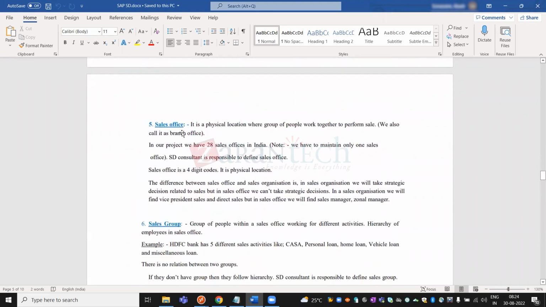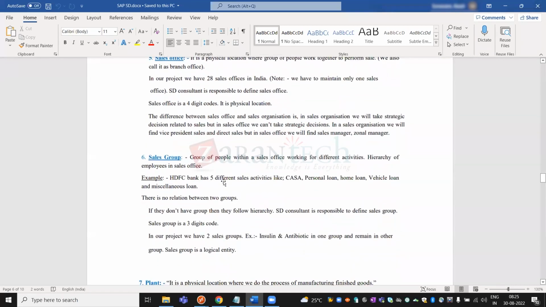Then what is the sales office? Suppose we have business in two states. According to our ease of business or our need, we have certain regional offices, on a district level or based on certain geographical conditions, we have certain small offices. That particular office is called the sales office. It is a physical location where a group of people perform sales. Means the actual business will be happening basically in the sales office. And it is basically a 4-digit code.